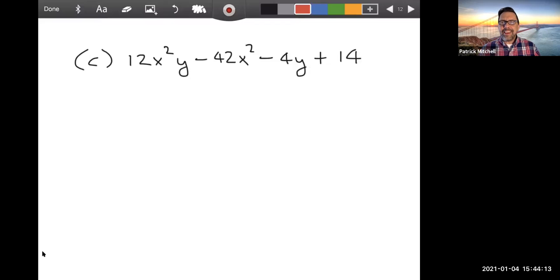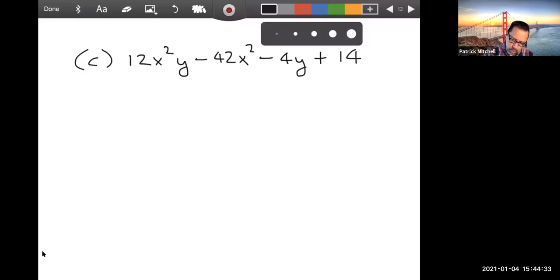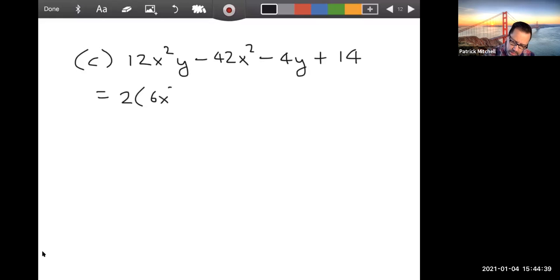Okay, what did I tell you to always look for first? Greatest common factor. This time we do get something out of the greatest common factor. What do all 4 of those numbers have in common? They're all even, right? Which means I can start this one off by pulling out a 2. So that's going to give me 6x squared y minus 21x squared minus 2y plus 7. And now I'll do the rest of it like I was doing my other problems.